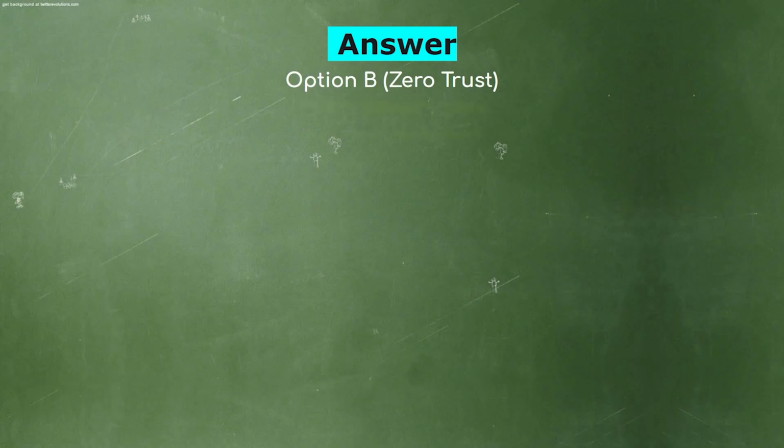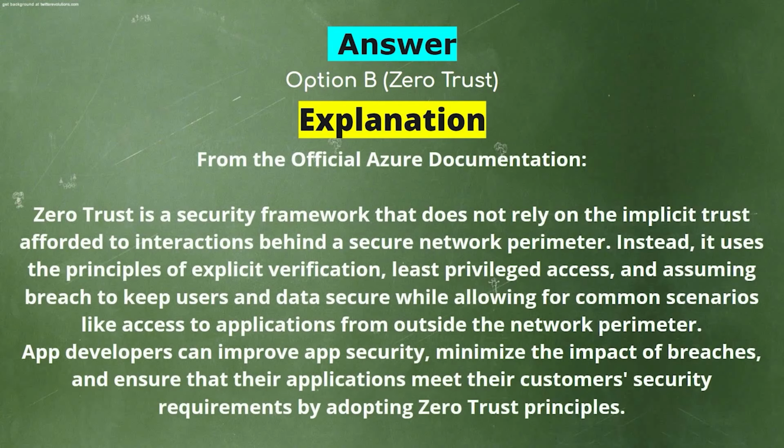Zero trust. Explanation. Zero trust is a security framework that doesn't rely on the implicit trust afforded to interactions behind a secure network perimeter. Instead, it uses the principles of explicit verification, least privileged access, and assuming breach to keep users and data secure, while allowing for common scenarios like access to applications from outside the network perimeter. App developers can improve app security, minimize the impact of breaches, and ensure that their applications meet their customers' security requirements by adopting zero trust principles.